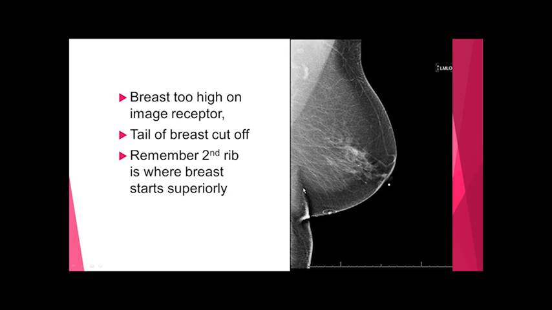There's a fold here at the IMF. The IMF's on here clearly, but there's an air gap. The skin's not touching the detector. So you can see this huge air gap here. That's not good either.